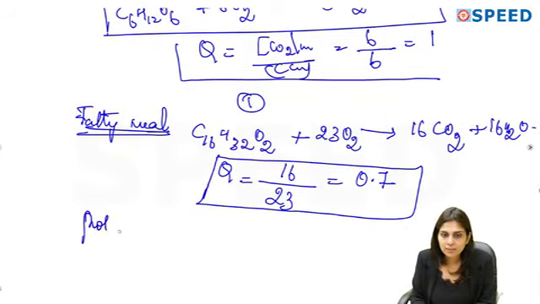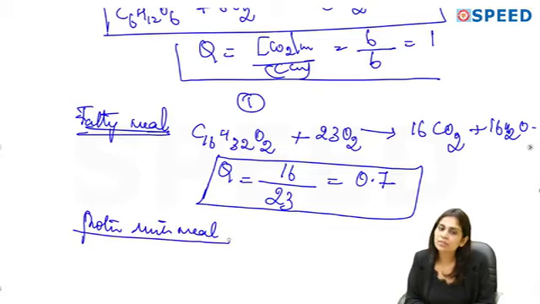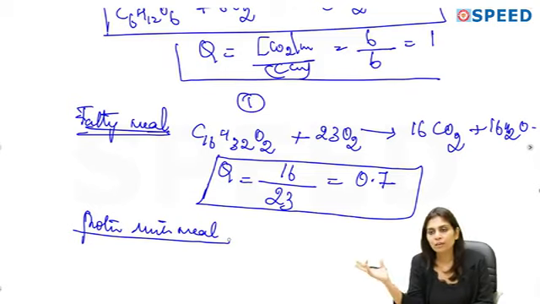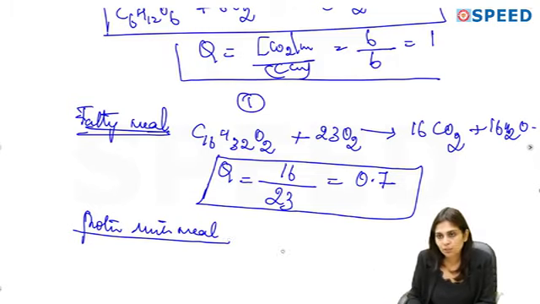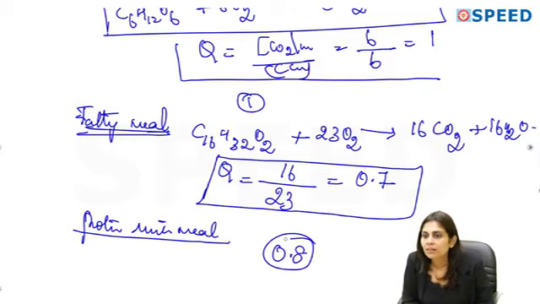Now, will I be able to give you an equation if you are on a protein rich meal? I can't. Why? Because a protein rich meal is made up of multiples of amino acids, right? So I can't be writing a formula for every amino acid and telling you what happens. But I want you to remember that if it's a protein rich meal, the respiratory quotient is 0.8. Please memorize these numbers.